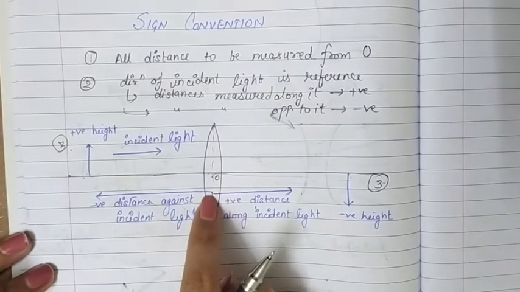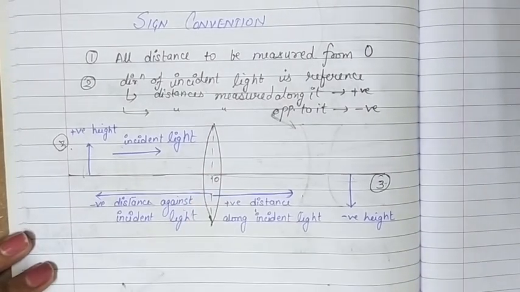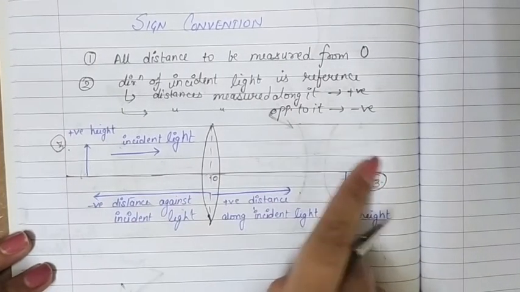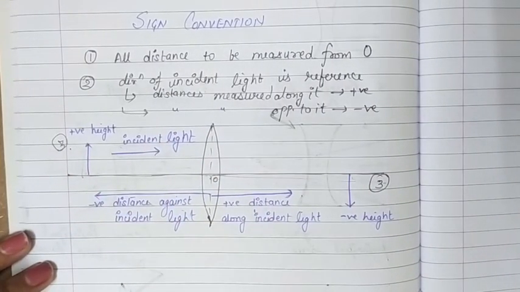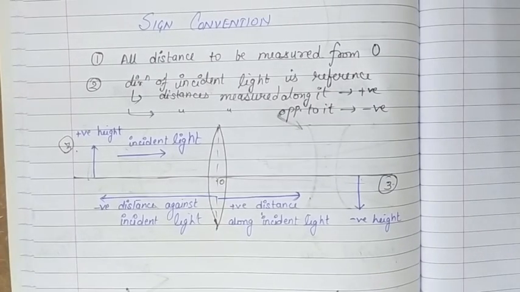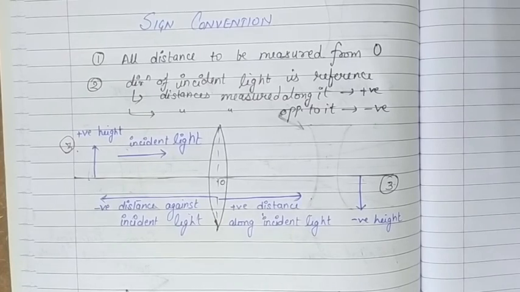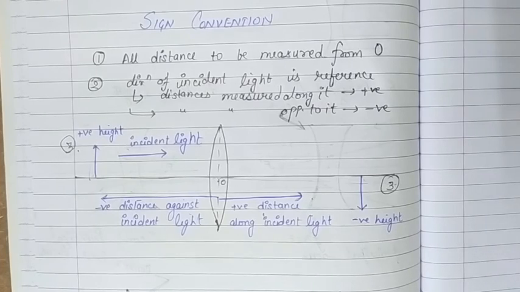First, every distance that we have to measure, we will measure it from point O. All these distances, if taken along the direction of incident light, in this case if it is from left to right, then it will be taken as positive. Otherwise, opposite to the direction of incident light, it will be taken as negative. Next, if the height is taken upward to the principal axis and perpendicular to it, then it is positive, and if it is downward and perpendicular to the principal axis, then it is taken as negative. So these are the points for sign convention that we have to keep in mind.